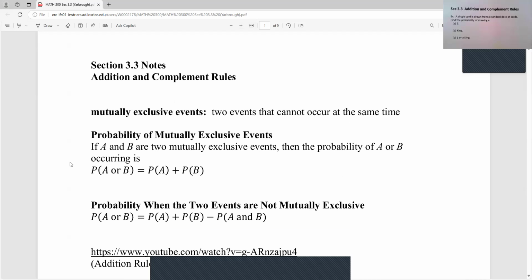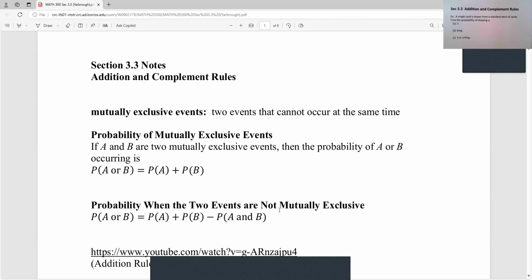Turns out we have a couple of different formulas. When two events are mutually exclusive, meaning they cannot occur at the same time, then this is the formula we will use for the probability of one or the other happening. A very straightforward formula. The probability of A or B equals the probability of A plus the probability of B.